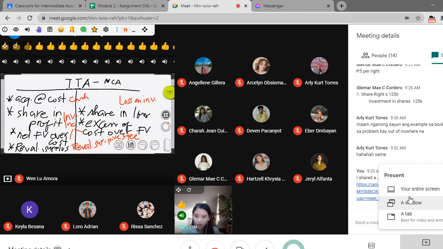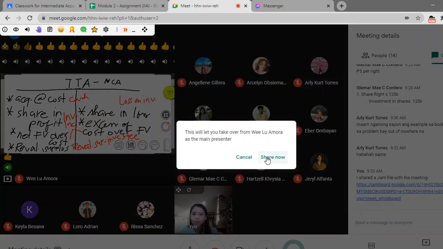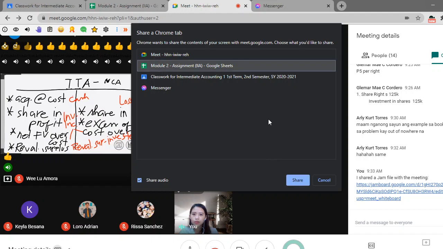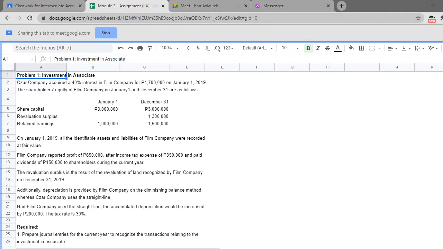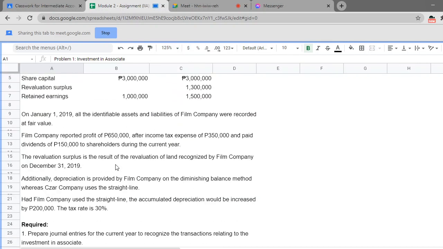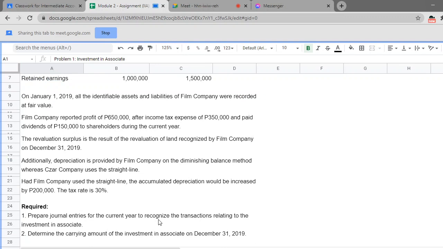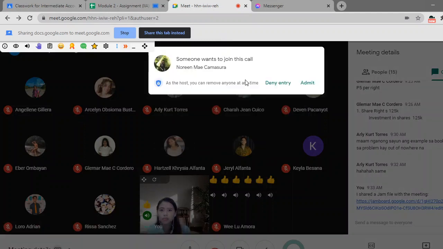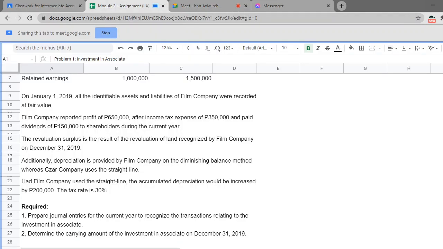It would be better if you copied or noted this down so that the screen sharing later can go straight through. Let's proceed to our problem 1, assignment in investment in associate. We have Caesar Company, and we are required to first prepare journal entries for the current year to recognize the transactions and to determine the carrying amount of the investment in associate.